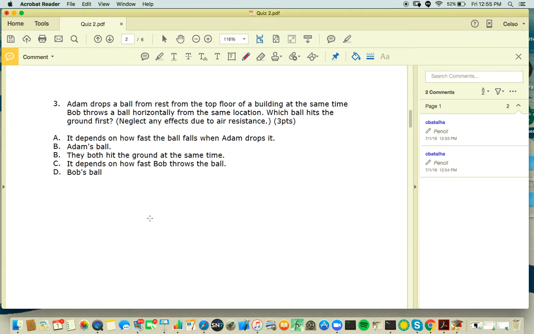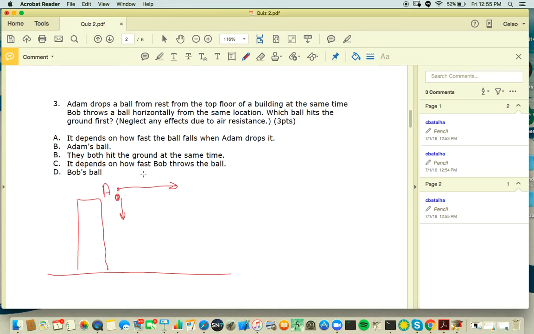Adam drops a ball from rest from the top of a building. So let's make our building here. Adam. At the same time, Bob throws a ball horizontally from the same location. So Bob takes a ball and throws it like this. Okay, that's Bob. Which ball hits the ground first? Well, believe it or not, they will hit the ground at the same time.